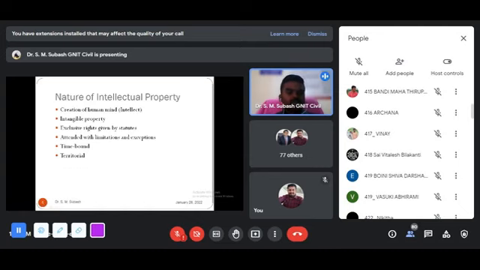Exclusive rights given by the statute. These are certain governing bodies. What are those governing bodies? Where is the head office available? I will show. So attended with limitations and exceptions, time bound, territorial. So these are the nature of a respective IP. In short form we will tell it as IP.